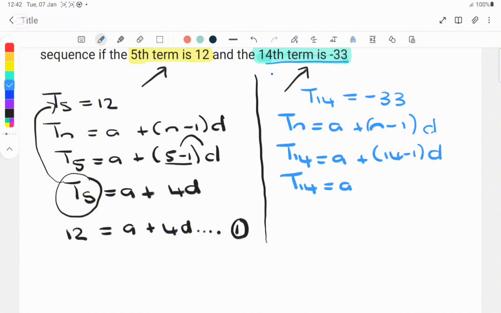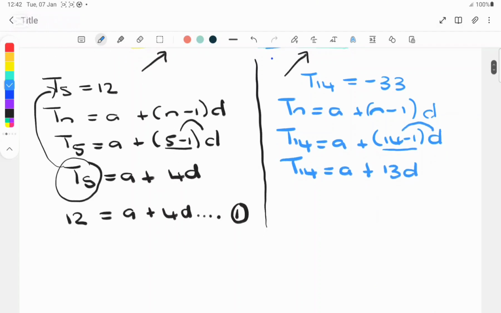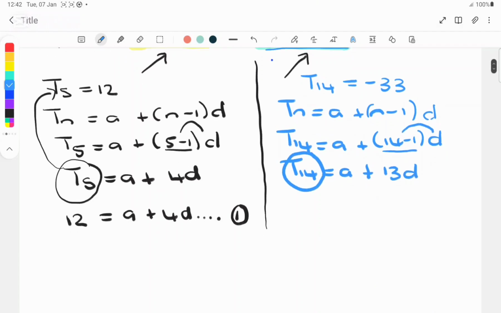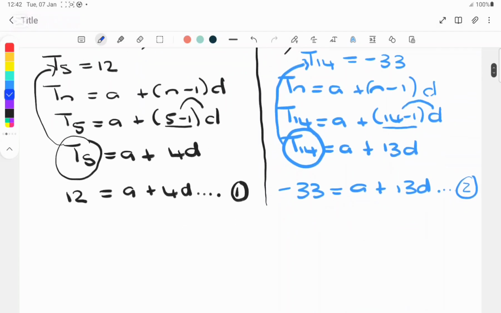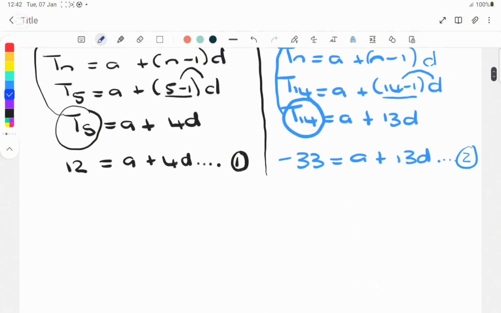T14 is equal to A plus, this is 13, 13 times D is 13D. And then this whole T14 is in fact negative 33. So negative 33 is equal to A plus 13D. And I call this equation number 2. Grade 12 in maths, whenever you have two equations with two variables, we use simultaneous equations.